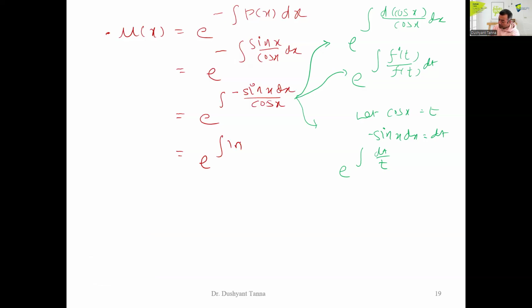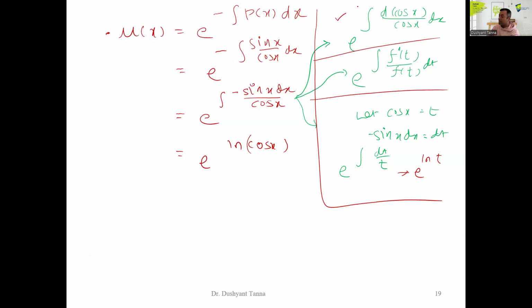Sorry, the integration is gone. So e power ln cos x. That's it. And if you want, this is e raised to ln t, and t is your cos x. This is all side bit, which you can skip. Approach 1, 2, 3. Some books will say it like this, someone would assume f of x and f of t, or simply variable t. Again, e and ln will cancel out. They are inverse functions. And that will leave you your mu as cos x. So mu of x is cos x.